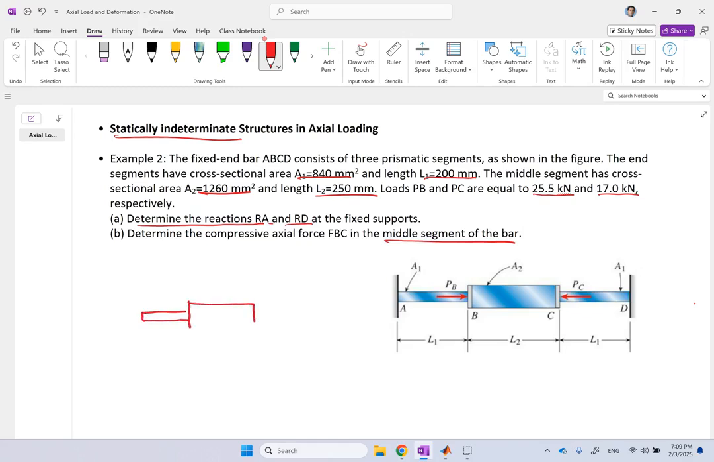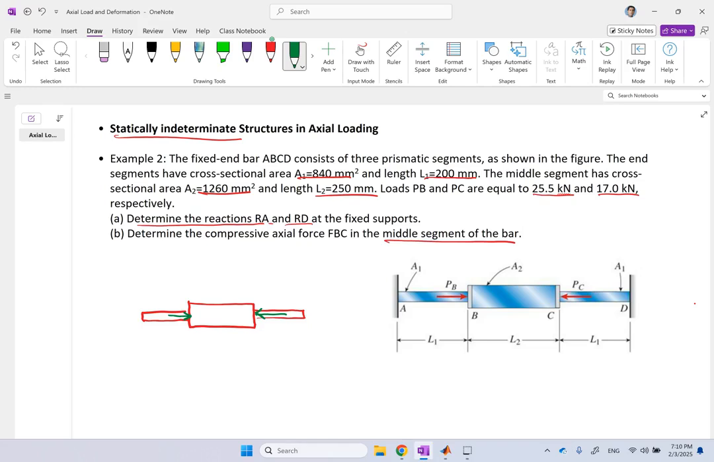It is statically indeterminate. Why? Because let's draw the FBD. Now both sides are fixed, so clearly you can consider three reactions on each side, but here the system is perfectly horizontally loaded. There is no vertical load. Again, we are neglecting the weight of the bar here. So it's not mentioned, but we are neglecting the weight. So there is no vertical load.